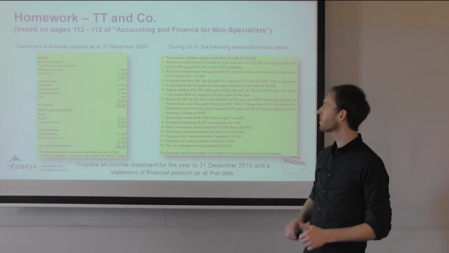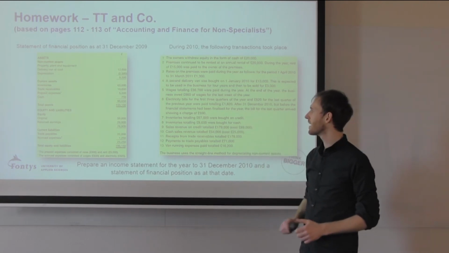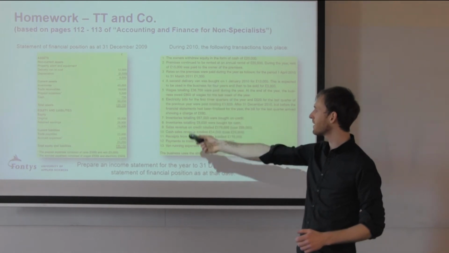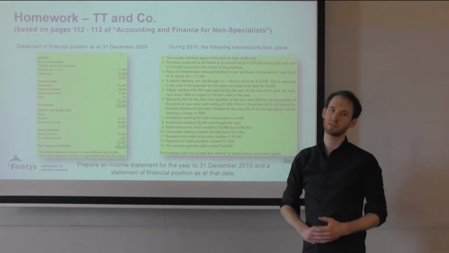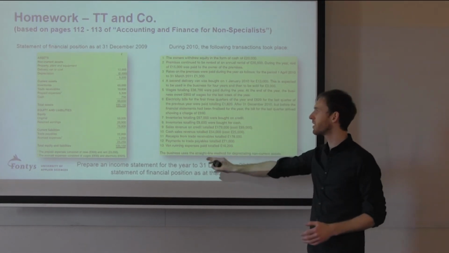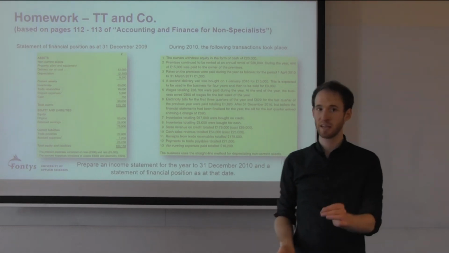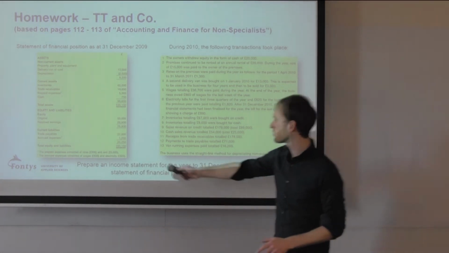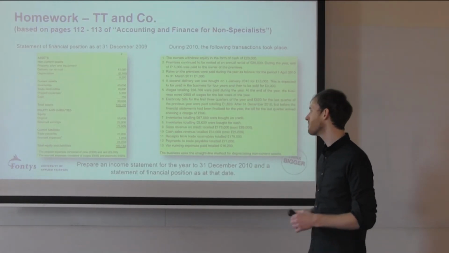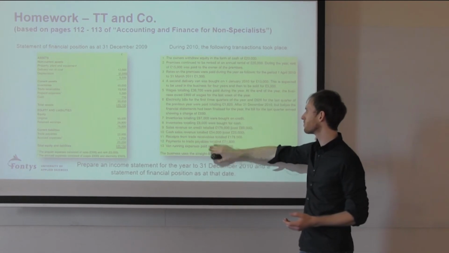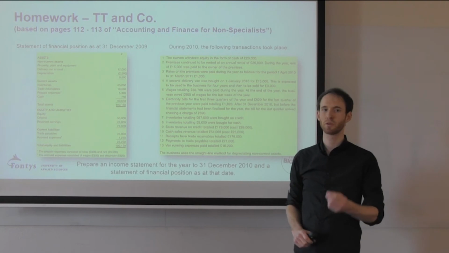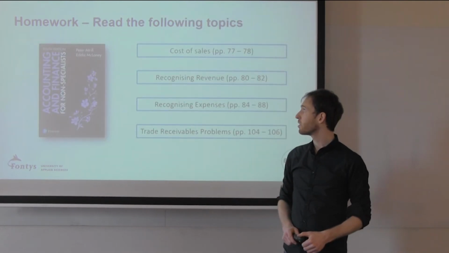It's called TT & Co. It's also based, like the last one, on the book. You have the balance sheet given for 2009, so end of 2009, and you are given what happens during 2010. So basically what you should do is create an income statement for 2010 and a balance sheet for 2010. This, together with the old balance sheet, helps you to create the income statement and balance sheet for 2010.